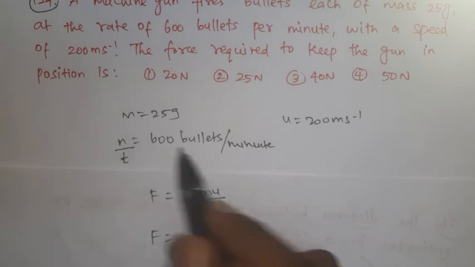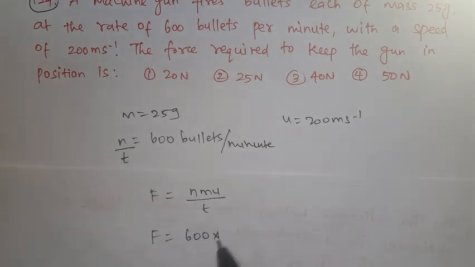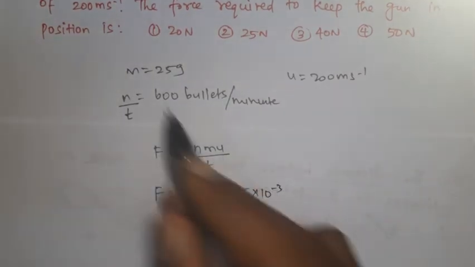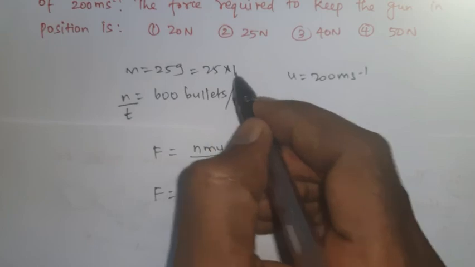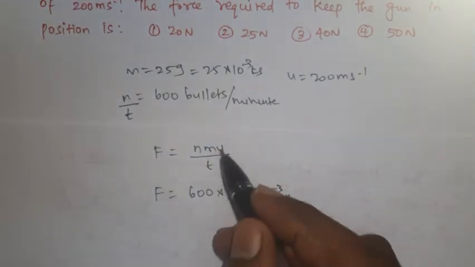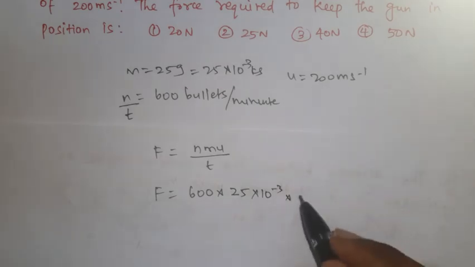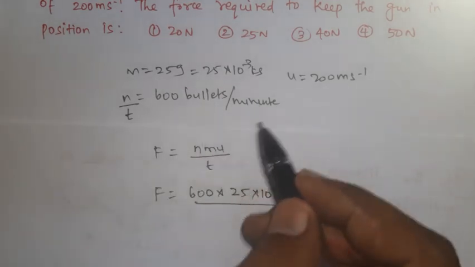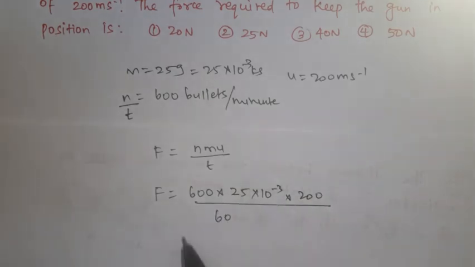n வந்து எவ்வளோ புல்லட்னா 600 புல்லட். மாஸ் எவ்வளோனா 25 கிராம். அந்த கிராம் வந்து என்ன மாற்றலான்னு சொன்னால் நம்ம கிலோகிராம் மாற்றலாம். 10⁻³ கிலோகிராம் மாறிடும். ஸோ 25 × 10⁻³ kg. u, the velocity of the bullet, is 200 divided by t, time 1 minute. So 1 minute is equal to 60 seconds.